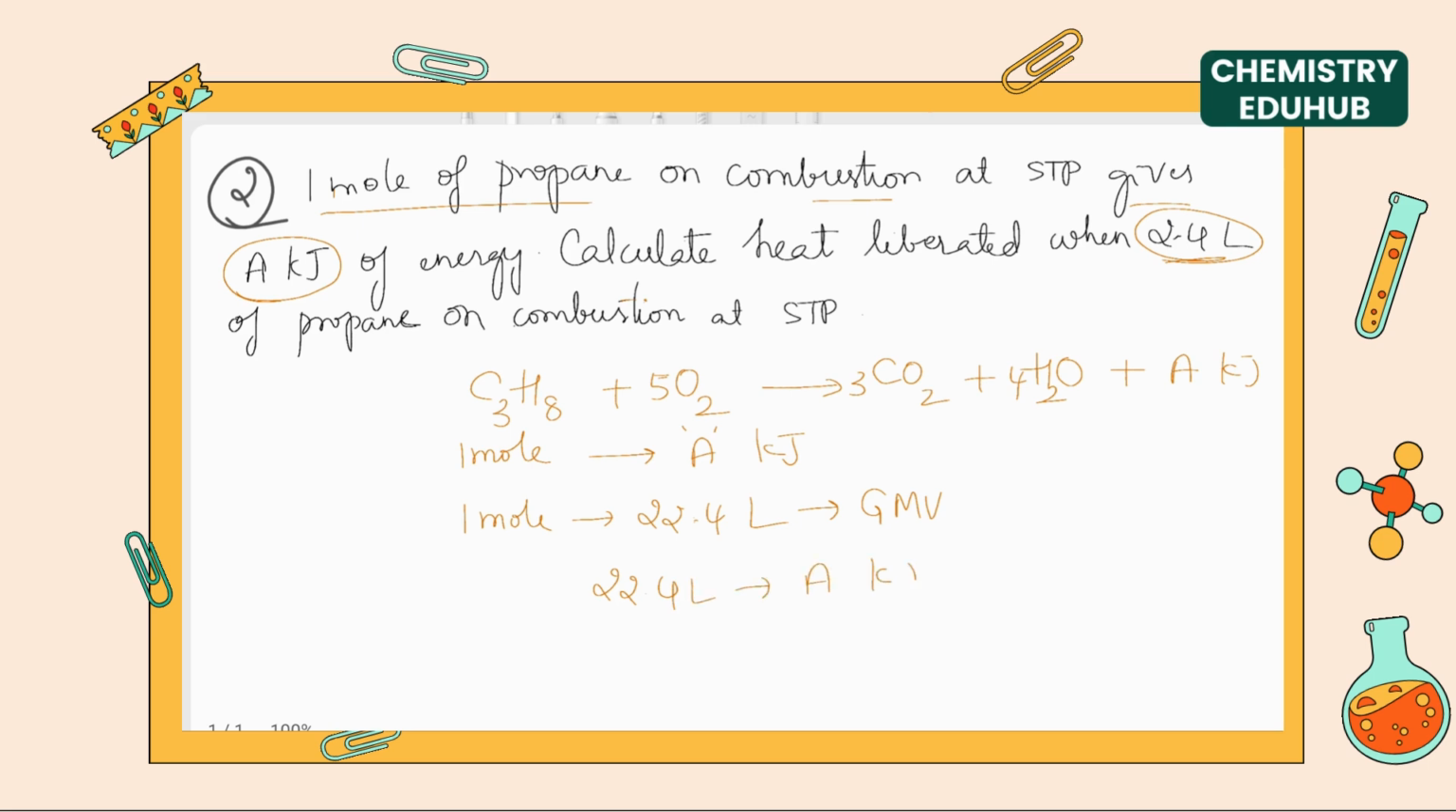A kilojoules of energy. Then 2.4 liters will give how much energy? So when we cross multiply this and calculate, we are going to get the energy liberated is equal to 0.107 into A kilojoules of energy. This way we can calculate the energy also by using a balanced equation.